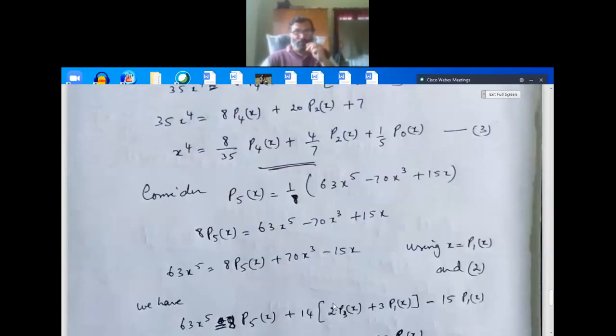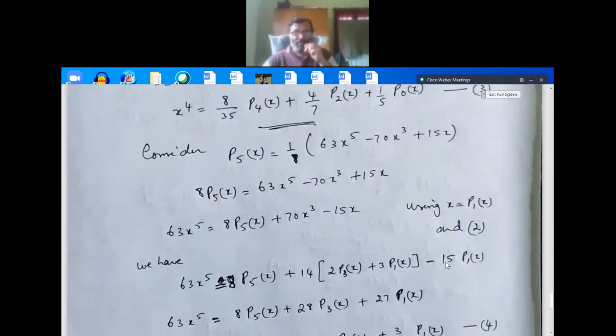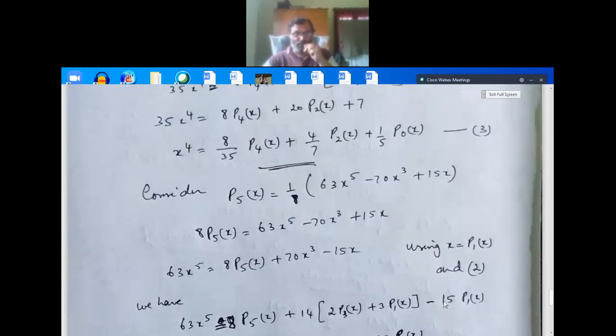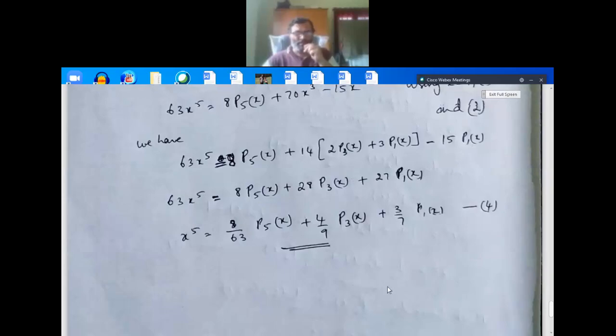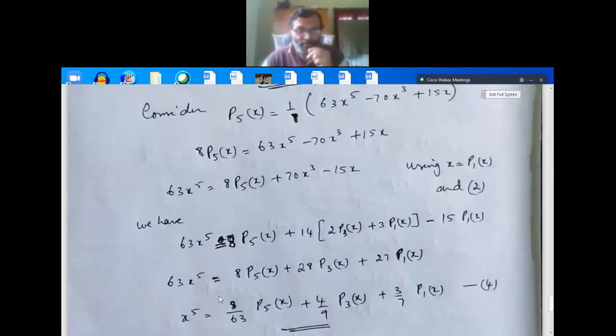2P3 of x plus 3P1 of x minus 15, into x is P1 of x. So using x is equal to P1 of x, very simple. Simplify all of this. So x power 5 is equal to 8 by 63 P5 of x plus 28 P3 of x, that is 28 by 63, 4 by 9 P3 of x, plus 27 by 63, that is 3 by 7 P1 of x.